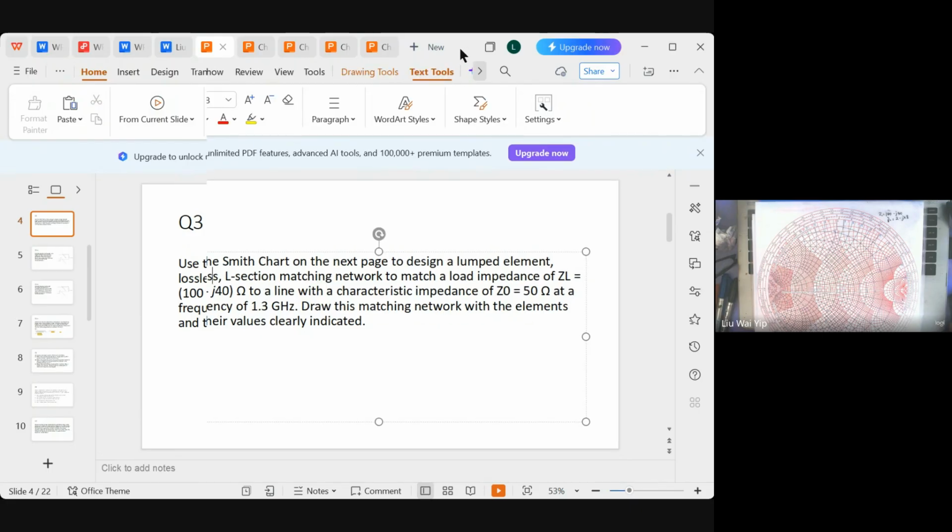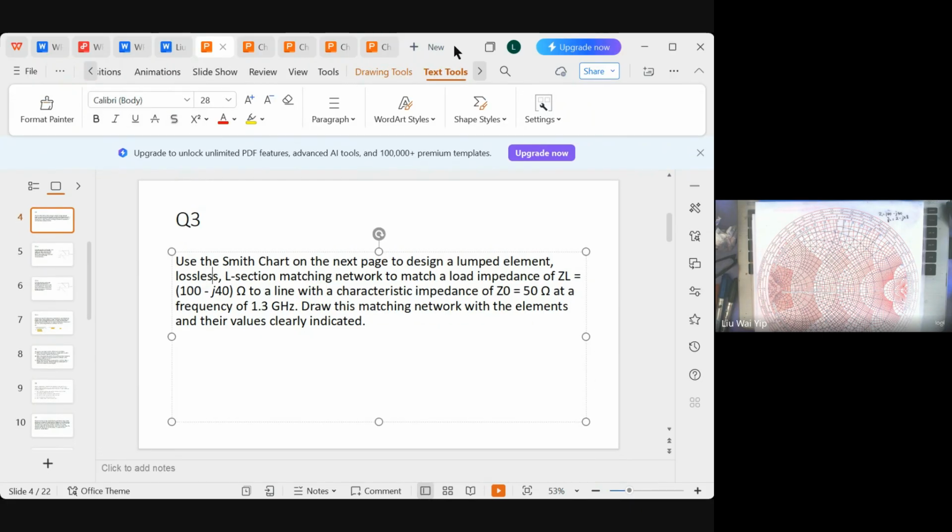Hello everyone. In this video, I'm going to walk you through question number 3 of our RF homework exercise, part 1. The question asks you to use Smith charts to design a lumped element network, the L matching networks, to match a load of 100 minus j40 ohm to a source impedance of 50 ohm. The frequency is 1.3 gigahertz.